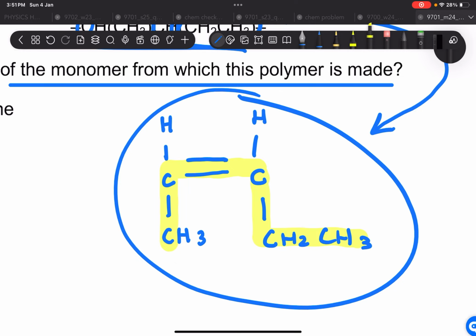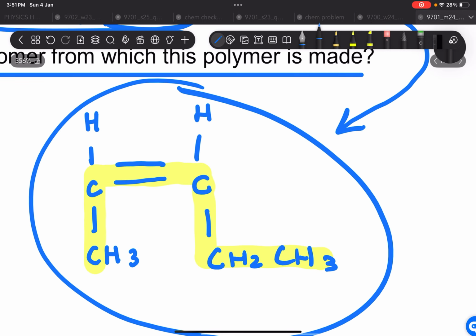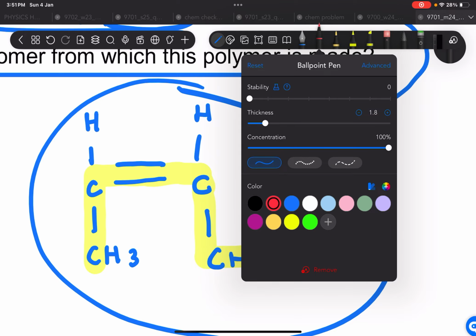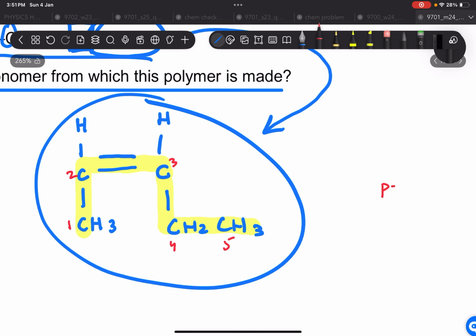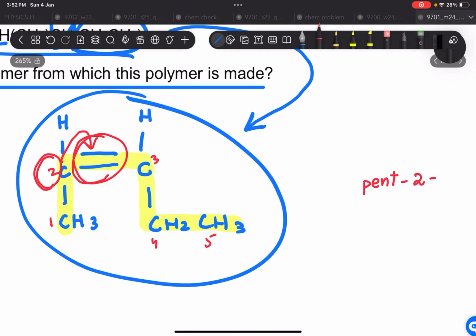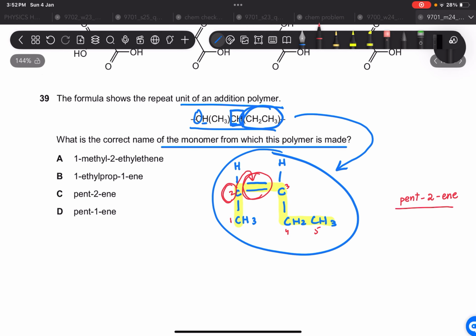In my longest carbon chain, how many carbons do I have? I have 1, 2, 3, 4, 5 carbons. Since I have 5 carbons, that's going to be pent. On the second carbon, I have a double bond, so that's going to be pent-2, and since I have a double bond, you call a double bond ene. So the monomer is pent-2-ene. I hope you get it, which makes option C the correct option.